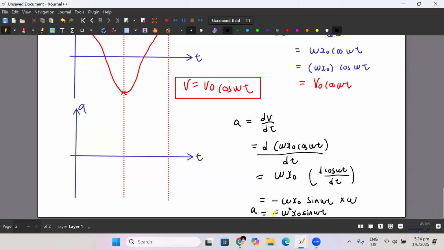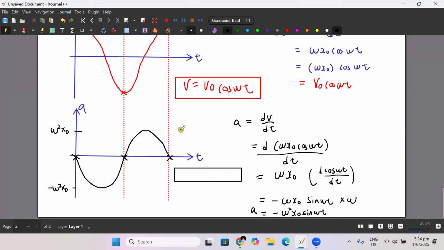You get a negative sine graph. So you can plot out what it looks like. It looks something like this. And then this is omega square x naught. This is minus omega square x naught. So you get this pattern, which is a is minus omega square x naught sine omega t.